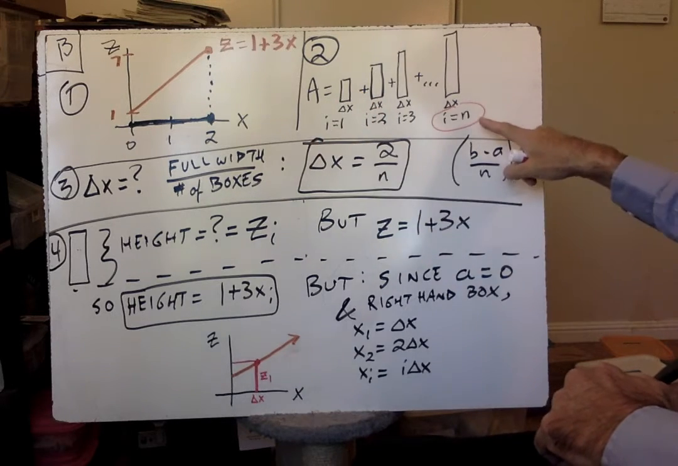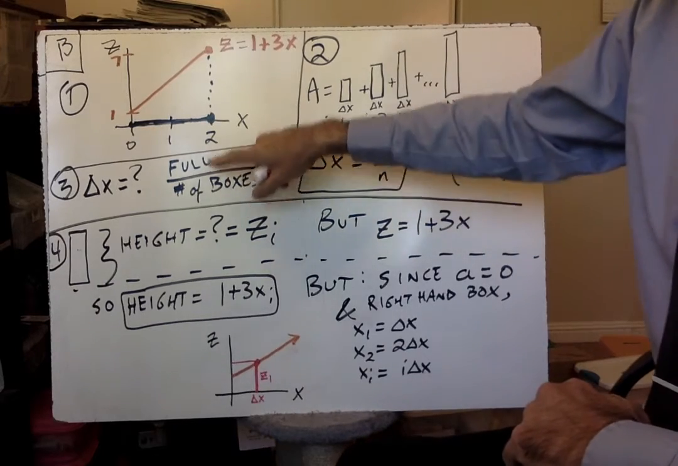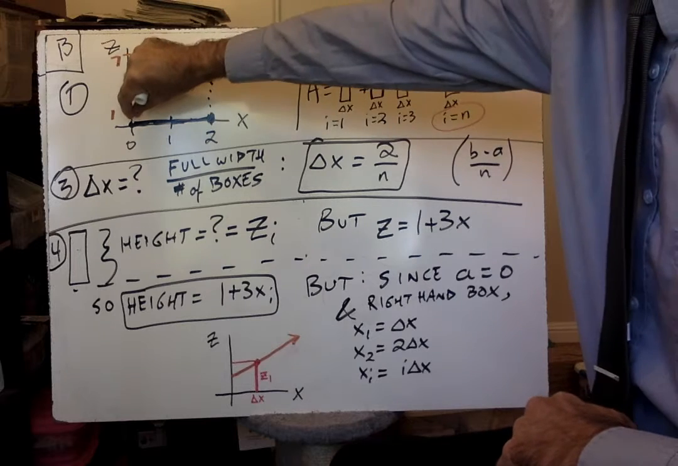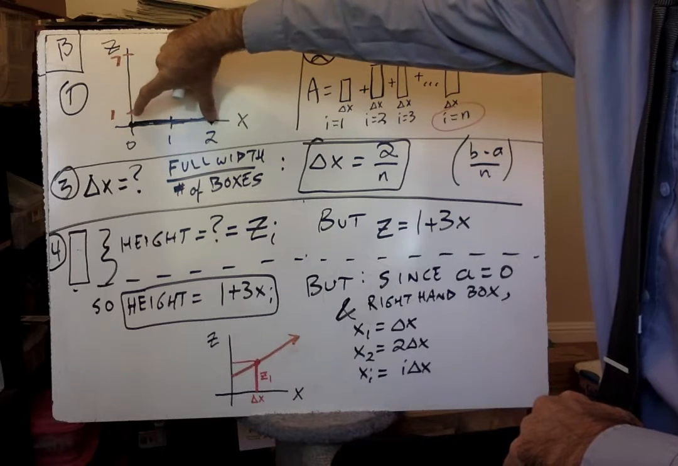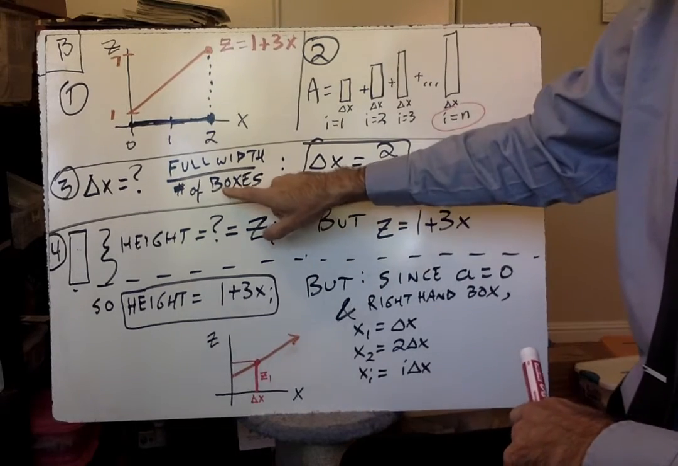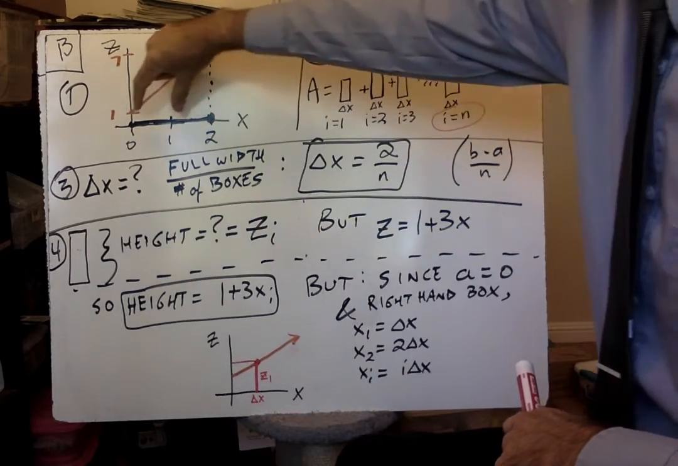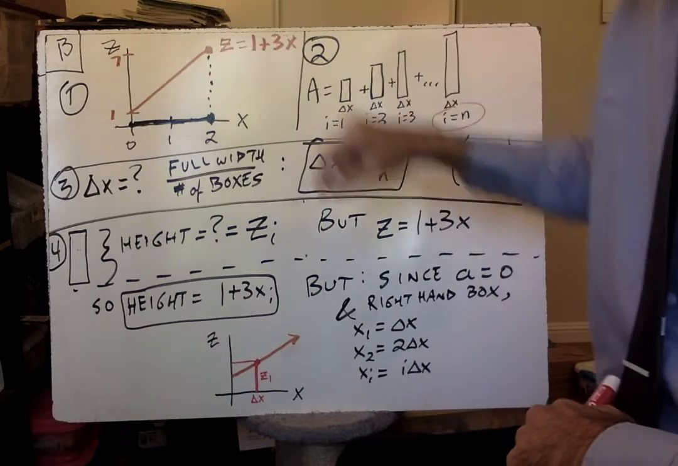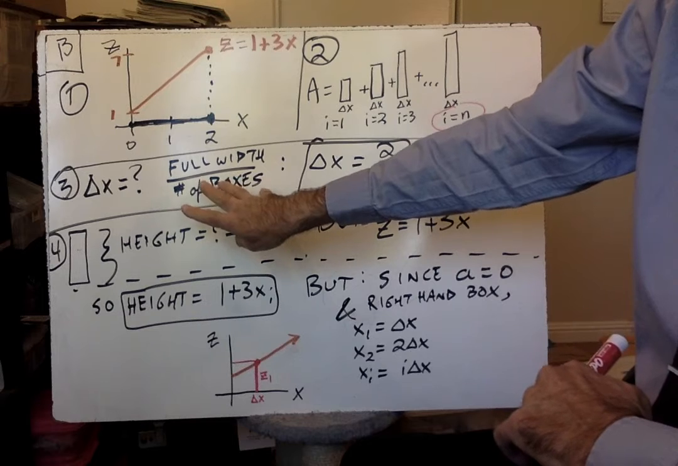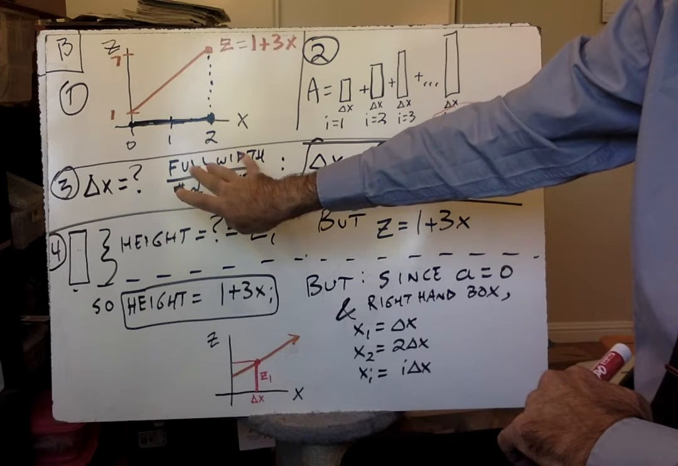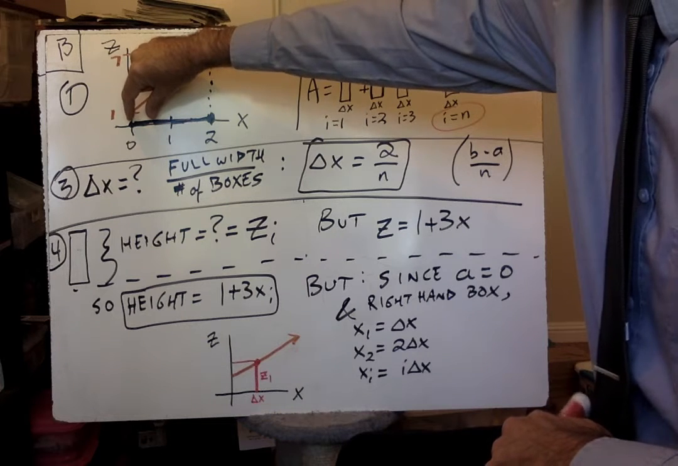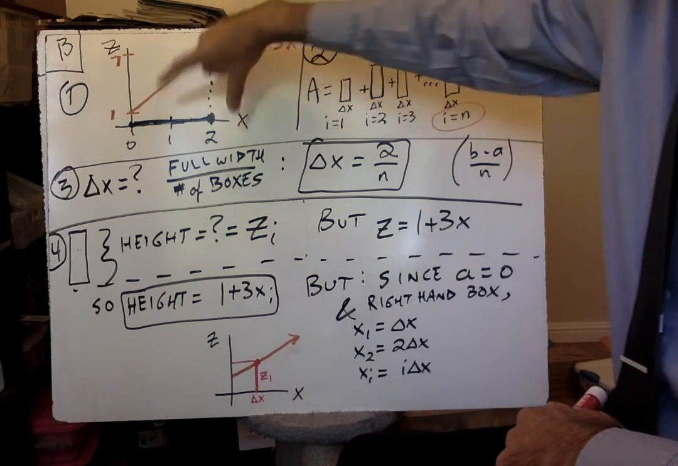Well, once you have the letter n defined, delta x is just the full width divided by how many boxes you have. The width, the little length, will be the full width of 2 divided by how many boxes you have. For example, if you have 2 boxes, then each one will have a width of 1, 2 divided by 2. If you had 4 boxes, and you can pause the video and check yourself, if n equals 4, how wide would each box be? What would delta x be? It would be 0.5, 2 divided by 4.